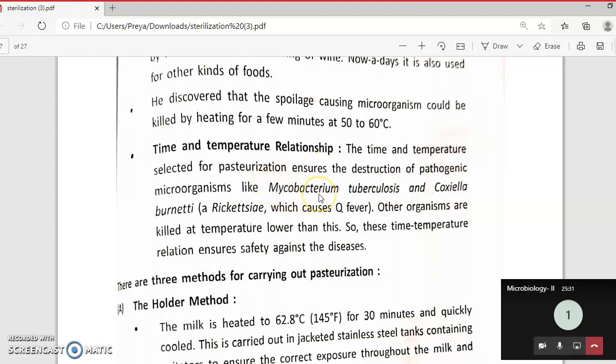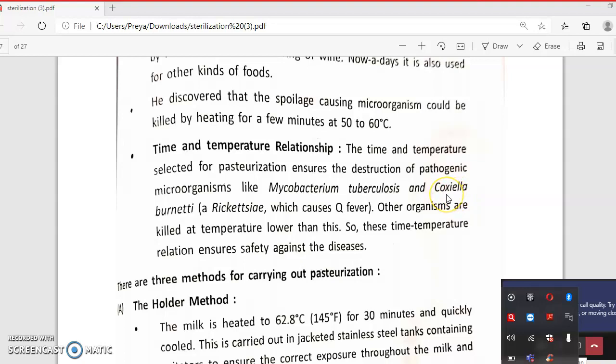The Mycobacterium tuberculosis. And the second organism is Coxiella burnetii. So these are the organisms which lead to the spoilage of milk, and they can be killed by pasteurization.